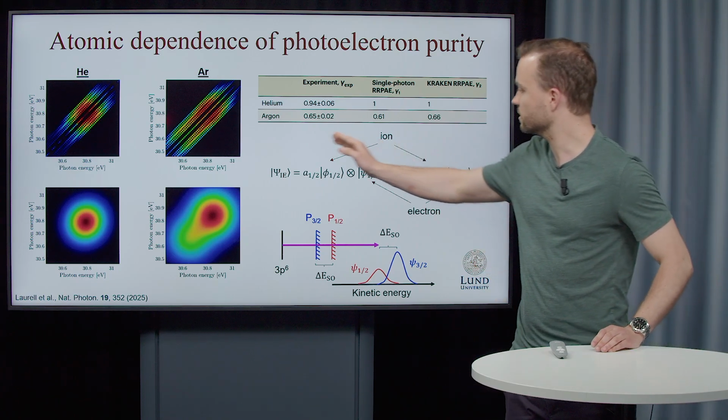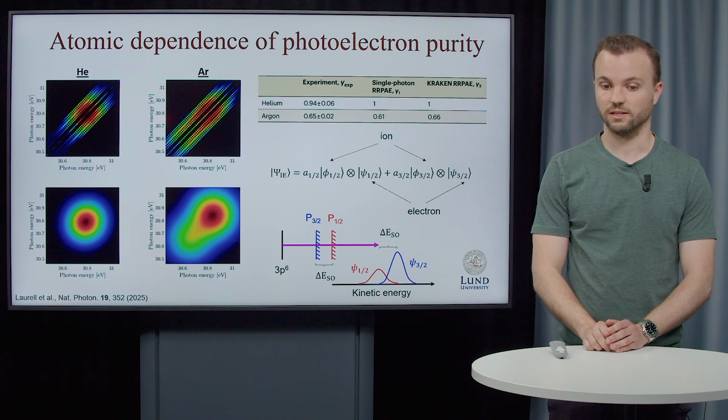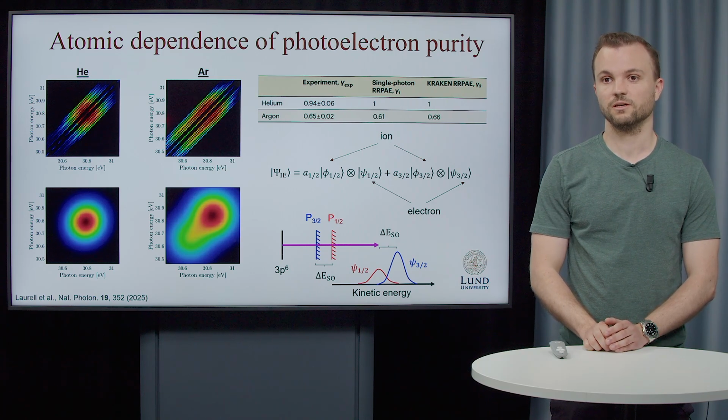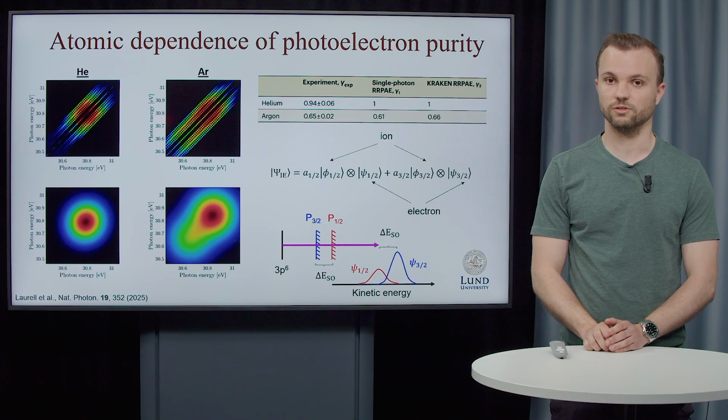We can see here that the ion and the photoelectron are entangled, such that when we take the trace over the ionic degrees of freedom, we will end up with a statistical mixture of electron wave packets, which is why we end up with a purity that is lower than 1.